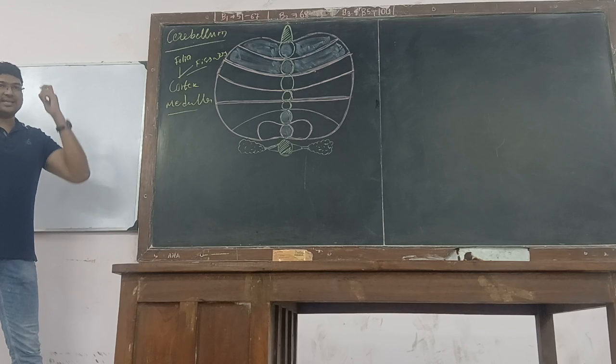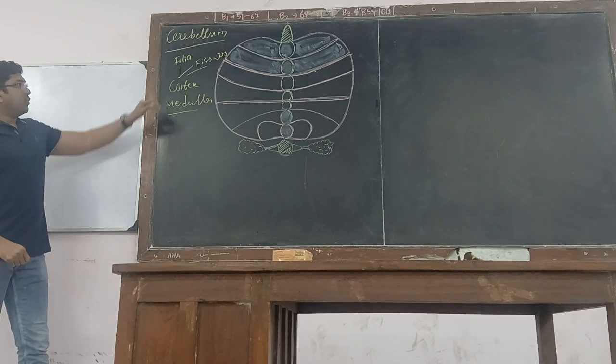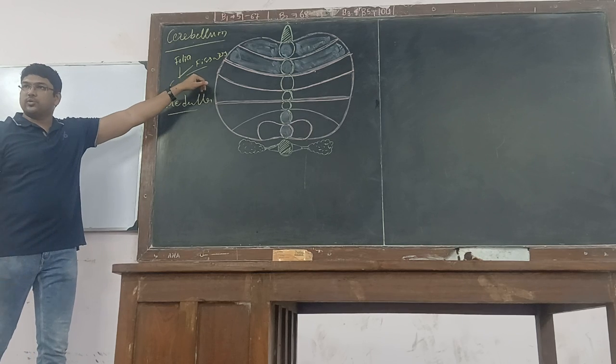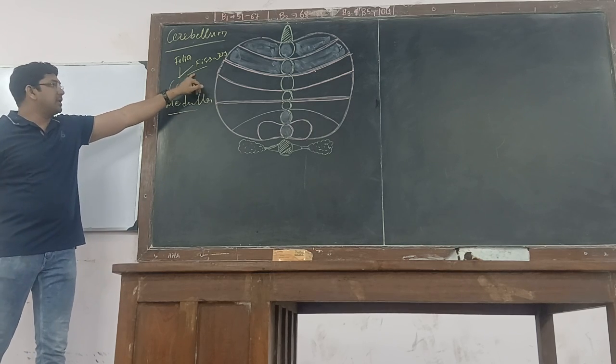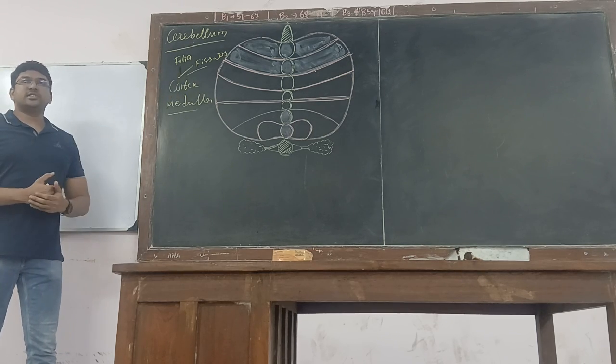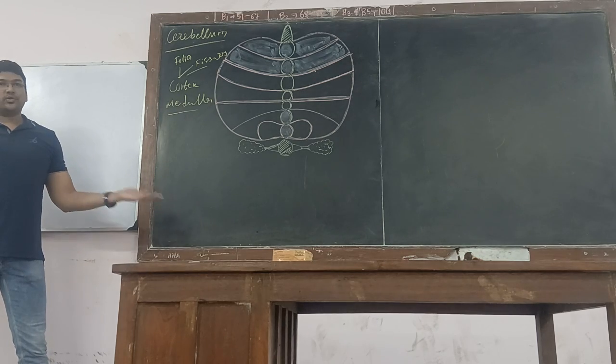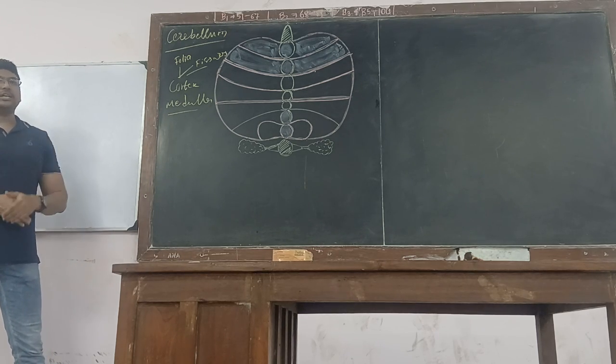Just like the gyri and sulci of our cerebral hemispheres, we are getting the folia, which are the elevations, and the fissures, which are the depressions. So here are the sulci. Why are these folia and fissures needed in the case of the cerebellum? To increase the surface area, so that it can accommodate multiple things over.